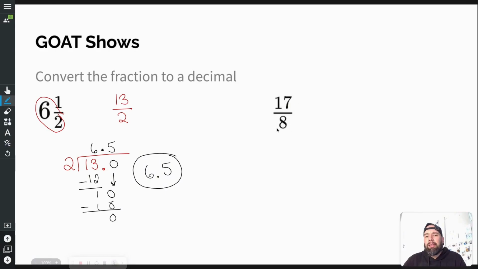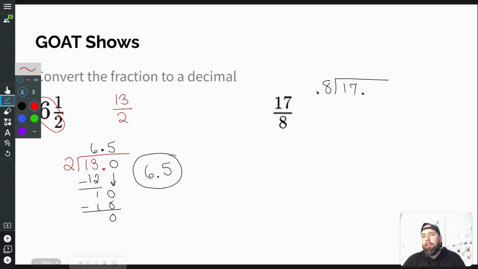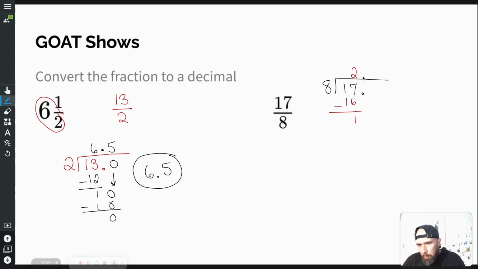17 divided by 8. Well, can't do much about that. Put 8 on the outside because it's the denominator, 17 on the inside. Put a decimal there. I'm going to need it. Okay? 8 does not go into 1, but it goes into 17 twice. 2 times 8 is 16. Subtract, you get 1. Put your decimal there, put a 0 there, drop your 0.